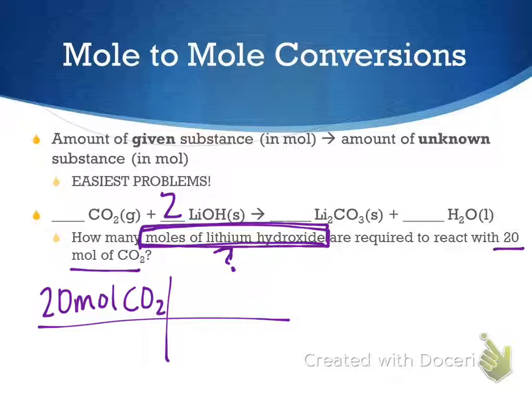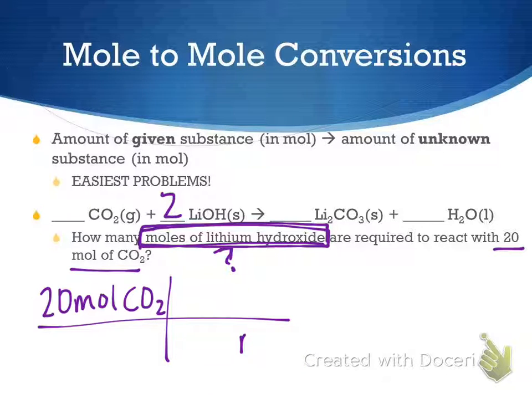But how can we convert between carbon dioxide and lithium hydroxide? What's the one place we can do that? Yeah, it has to be in moles, right? That's our mole ratio step. So the only place that we can have 2 different substances in one column in our T-chart has to be a mole ratio step. So it's got to be moles to moles.